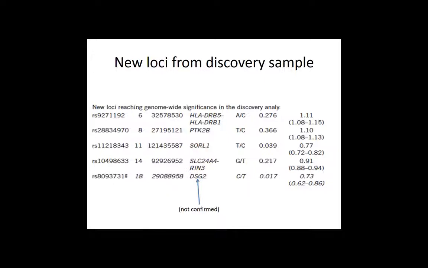It wasn't confirmed in the replication sample and sort of dropped out of the list. This happens. It's a known thing. No one did anything wrong with DSG2. They're reporting what they see. Not everything gets replicated. And as we get more and more confusing, difficult phenotypes, it's harder and harder to replicate. And replication is absolutely critical to know: is this a real thing or is this capitalizing on chance?